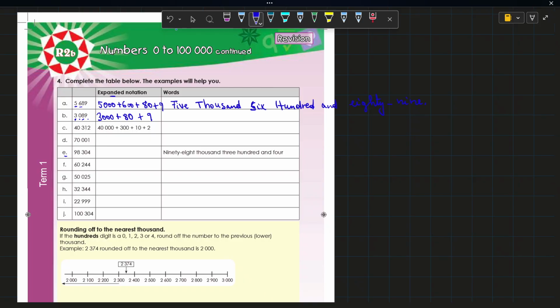Okay, now I can write it in words. So we've got the expanded notation here. In words, we must write in words. So we must have 3 thousand, and then 80, 89. Oh, same as the above.